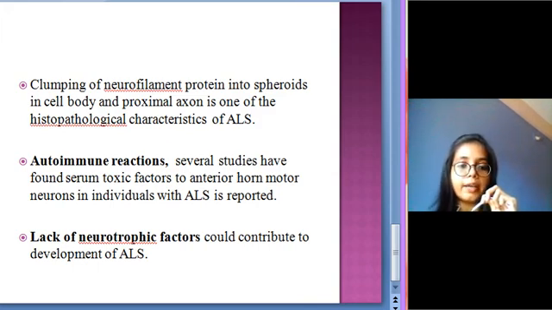So these are a variety of causes responsible for ALS, but still there is no single cause yet found for amyotrophic lateral sclerosis. See, there will be a combination of clinical features depending on the area of affection, depending on the area of degeneration, right? Thank you.